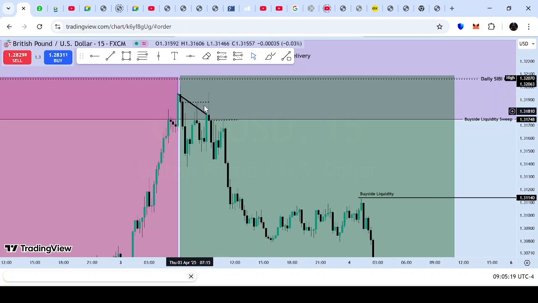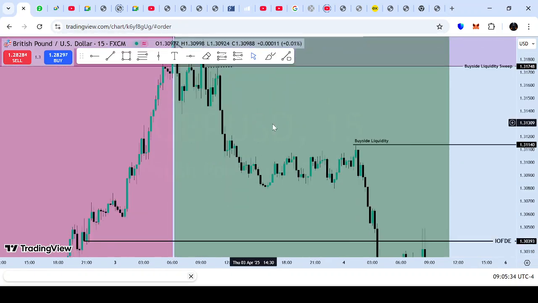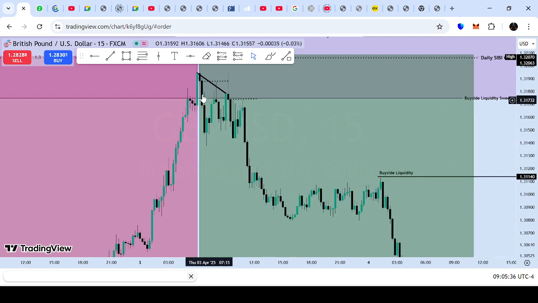There is a major premium area inside the daily CB. This is a consequent encroachment for this buy side delivery. Then for the sell side delivery, you anticipate the same last close candle of the bullish to act as an order block.